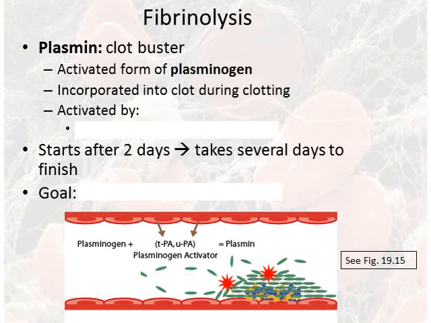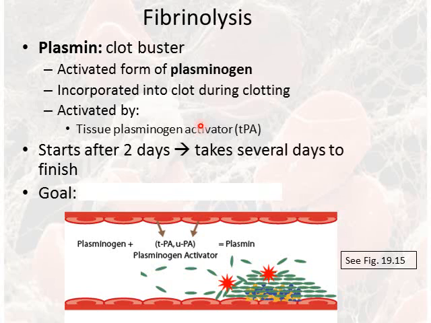Finally, after the tissue is all healed and we want to get rid of the clot, we go through a process called fibrinolysis, which really just means breaking up the clot and getting rid of it. We don't need it anymore because the tissue is all healed. The main protein involved in this is called plasmin. This is the activated form of a protein that's always found in the blood called plasminogen. It was already in the clot during the clotting process, and it becomes activated by an enzyme that's released called tissue plasminogen activator.